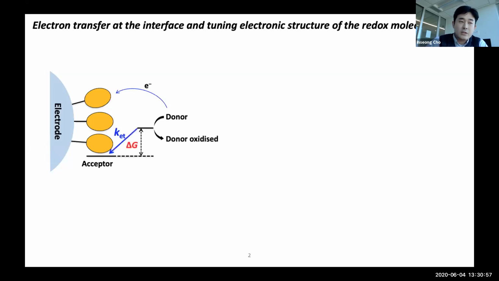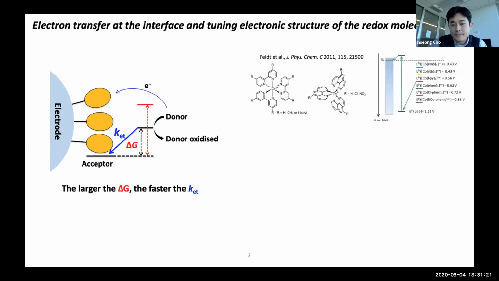The rate of this reaction is critically affected by the driving force, which is the energy difference between the donor and acceptor molecules. When we increase the driving force, we can get fast electron transfer rates. So people quite often change the electronic structure of the redox molecules to control the electron transfer rates. For example, in dye sensitized solar cells, people use cobalt complexes as a redox mediator, which is a donor molecule of this electron transfer.